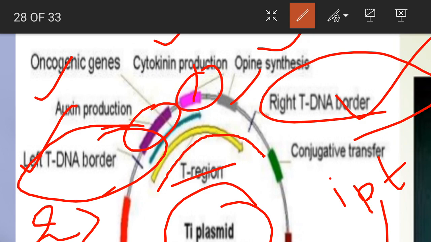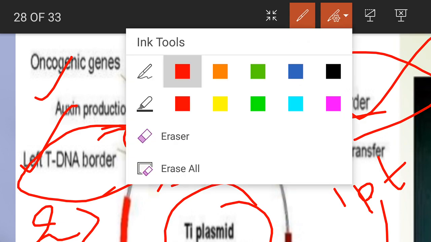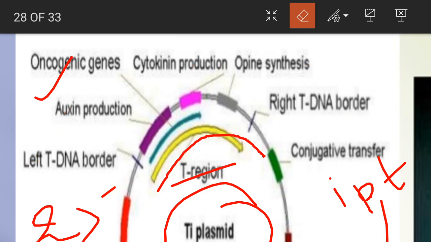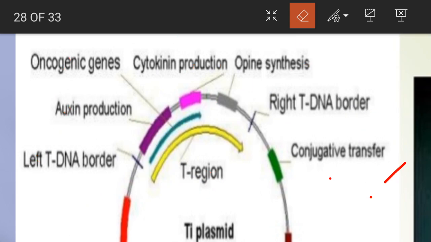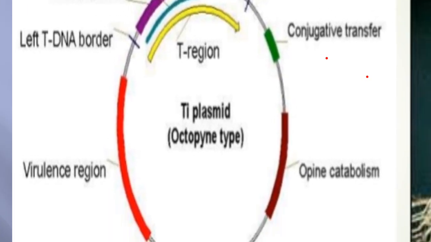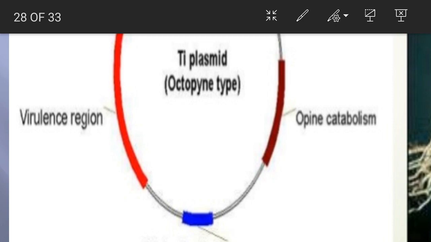And coming to the next one, the opine synthesis. The tDNA region also consists of the gene which is responsible for the synthesis of the opine, and this opine is very much necessary for the Agrobacterium, because by catabolizing this opine, the Agrobacterium derives its energy. So this is about the tDNA region that is present in the Ti plasmid. In the next aspect, we'll be discussing the other important parts that are present.